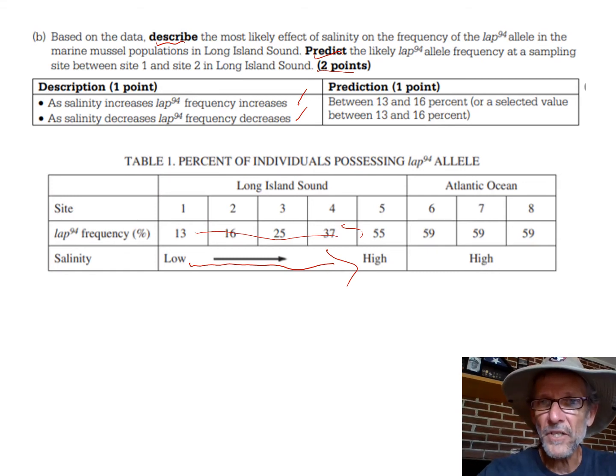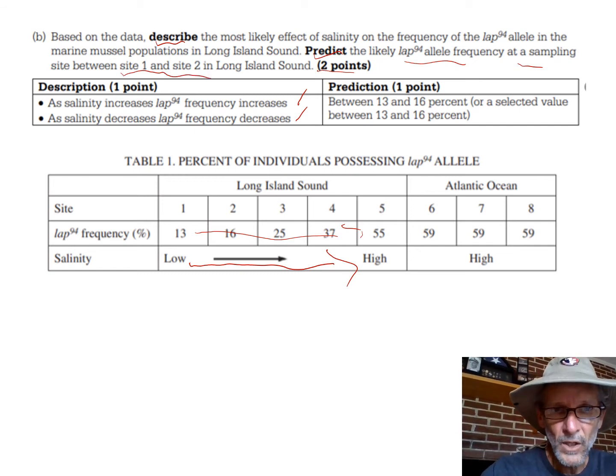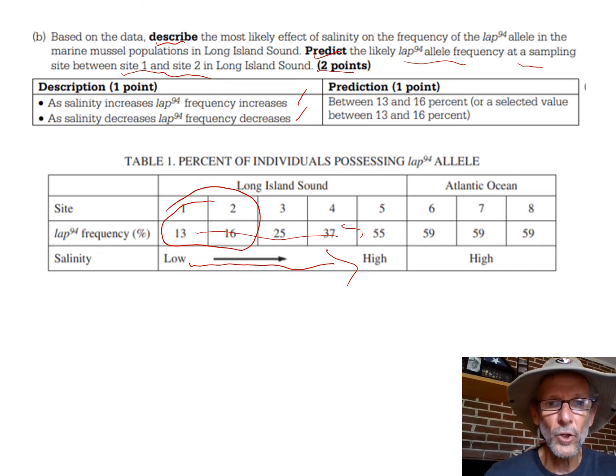Predict the frequency at a sampling site between site 1 and 2. Well, I already scribbled through it. Site 1 and 2 goes from 13 to 16, so the simple answer, and you don't want to miss these kind, is between 13 and 16. Or you could say 14 or 15, or anything in between 13 and 16. Part C.